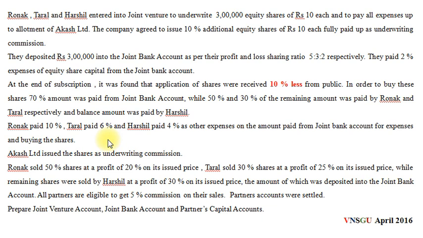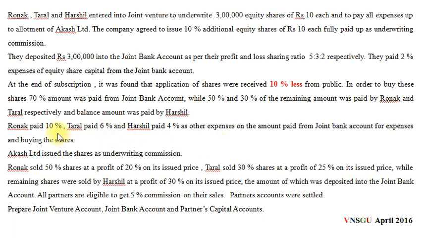So total amount is 2,70,000 from joint bank. Again I repeat, 60,000 amount is paid for expenses and 2,10,000 amount paid for purchase of shares from joint bank account. So total amount paid is 2,70,000.